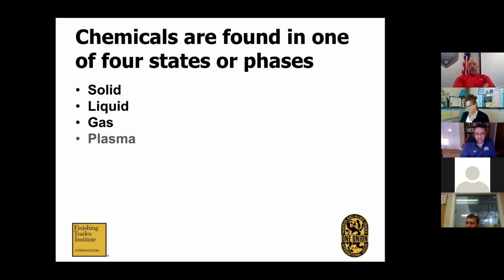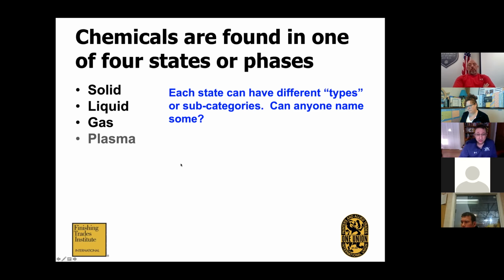And we're not going to get into discussing it now because it doesn't relate much to worker health and safety unless you're in some very specific fields. But these first 3 absolutely do. So each state can have different types or subcategories, right? Can anyone name some of them?